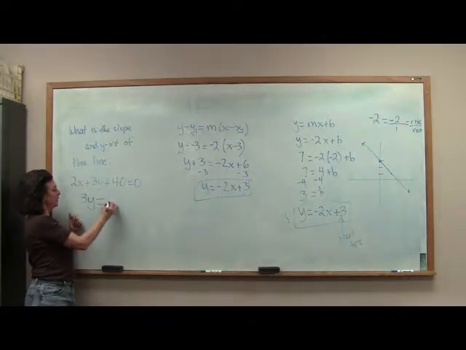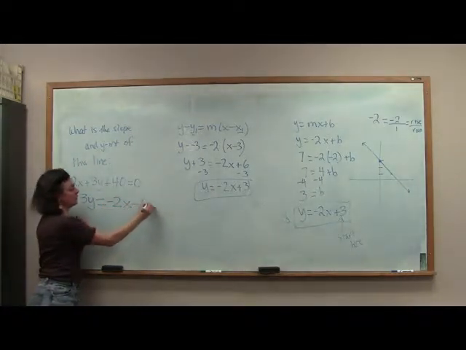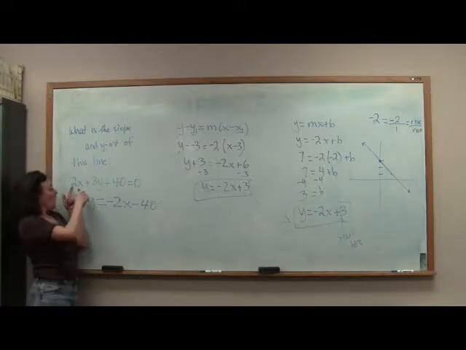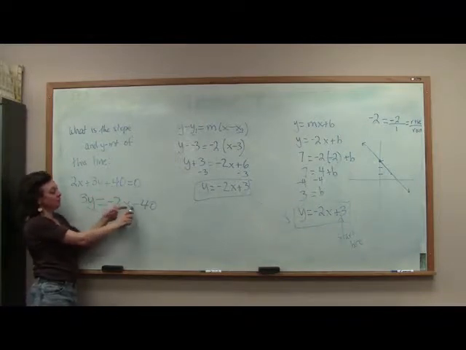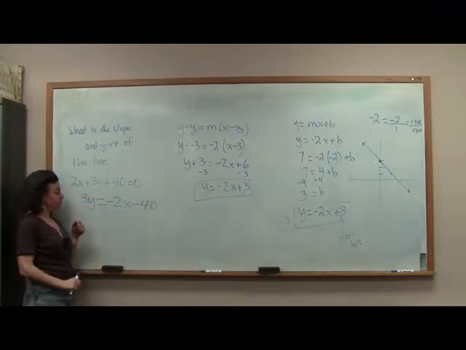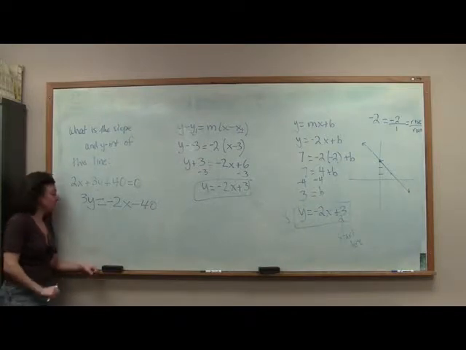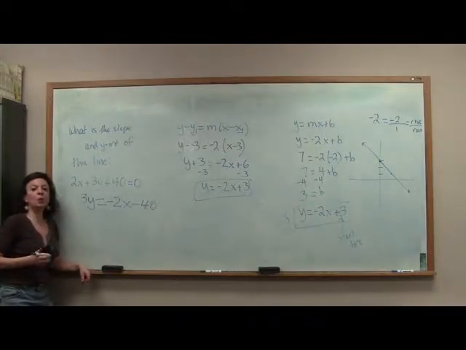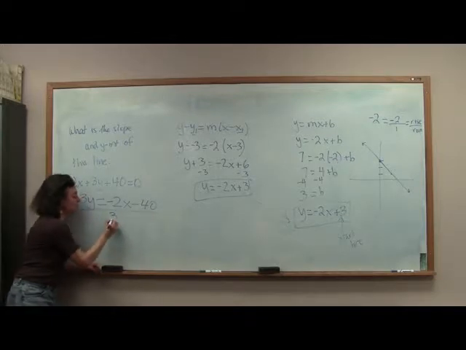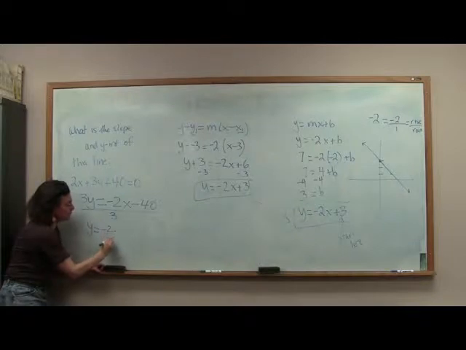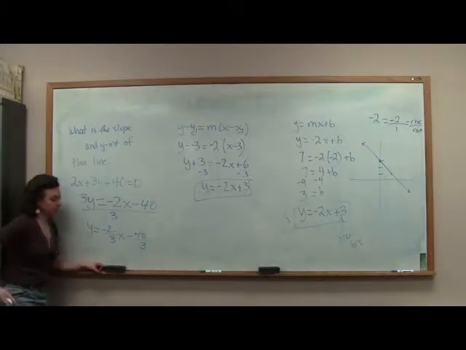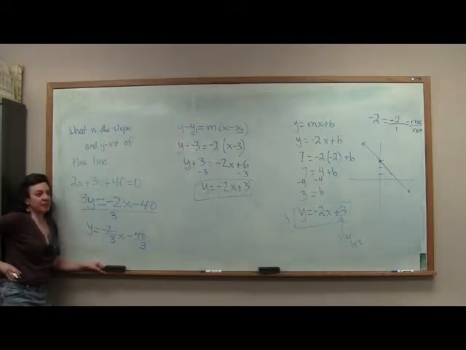Do you agree we get 3y is negative 2x minus 40? Why? No pun intended. Well, in order to move the 2x over, you subtract it from both sides. And in order to move the 40 over, you also do that. Well, we're pretty close. Thing is, we have a 3y. We just want y. Well, what we can do is divide everybody by 3. And then we get negative 2/3 x minus 40/3.